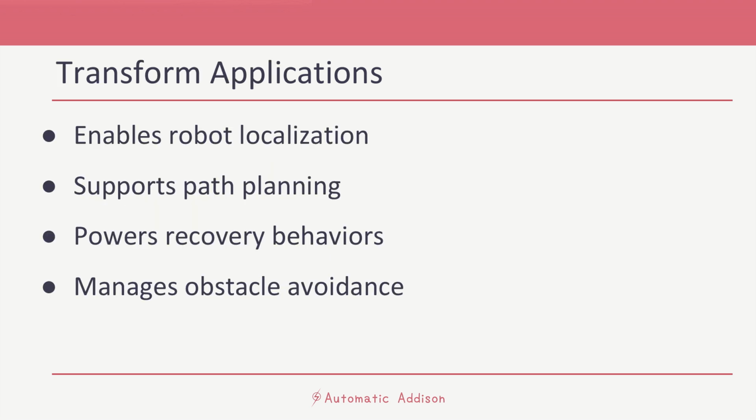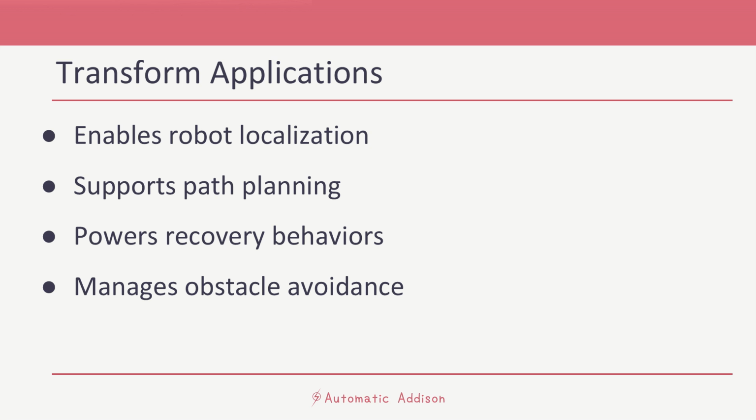Transformations are important for several aspects of Nav2's functionality. Number one, localization. By combining sensor data with transform information, Nav2 can estimate the robot's position and orientation in the environment. Number two, path planning. Nav2's path planner uses transforms to create a path from the robot's current position to its goal in the map frame. The planned path is then transformed into the robot's base frame for execution.